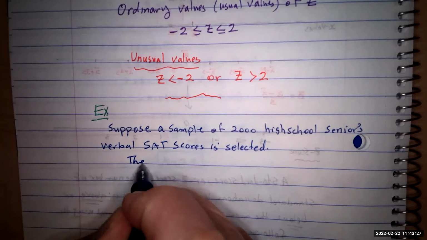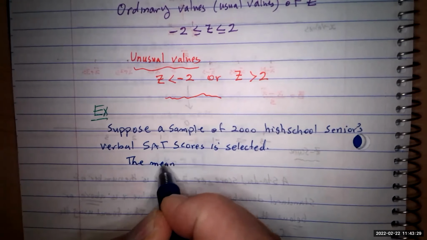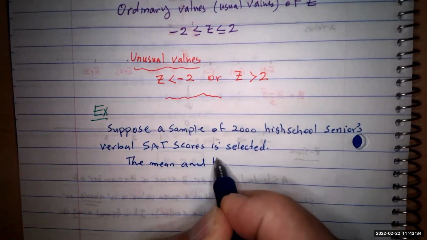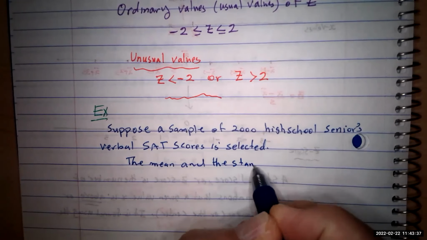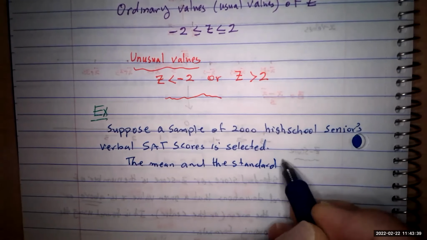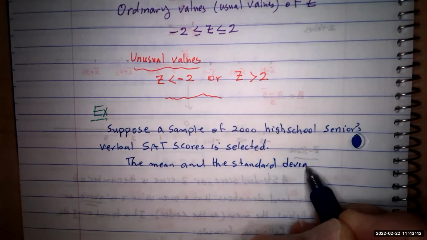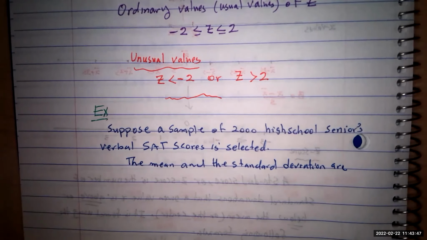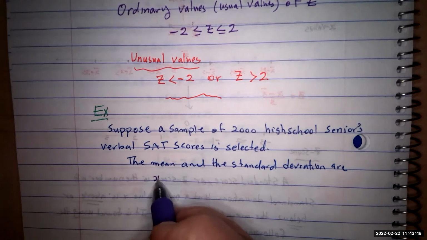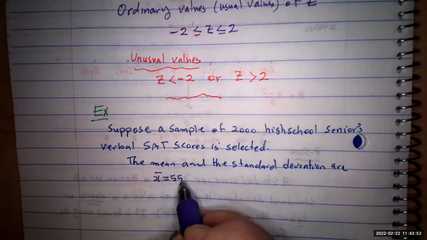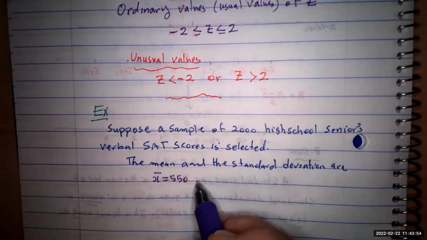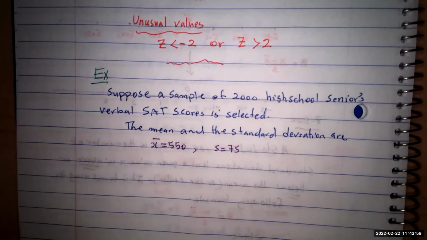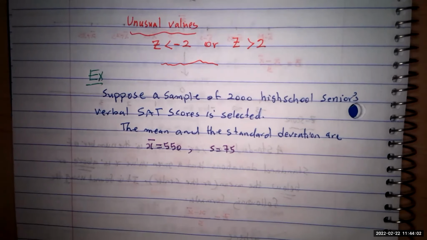The mean and the standard deviation of those scores are given. Their mean score is 550 and the standard deviation is 75. For this type of problem, these two values would be given to you.